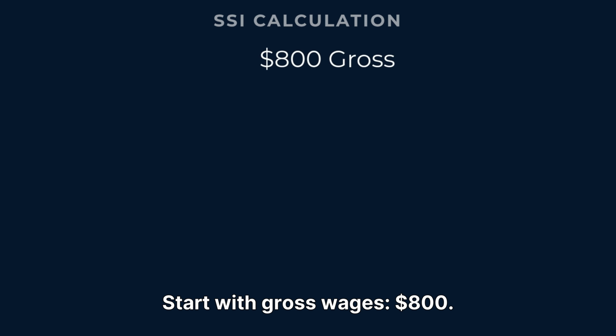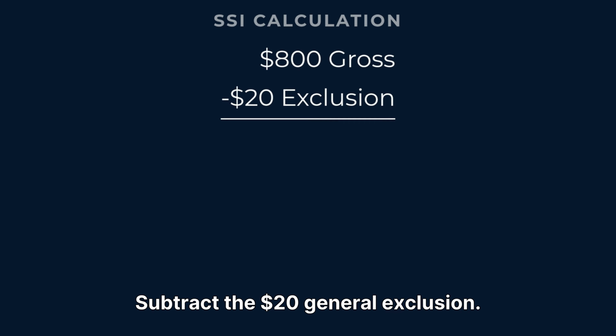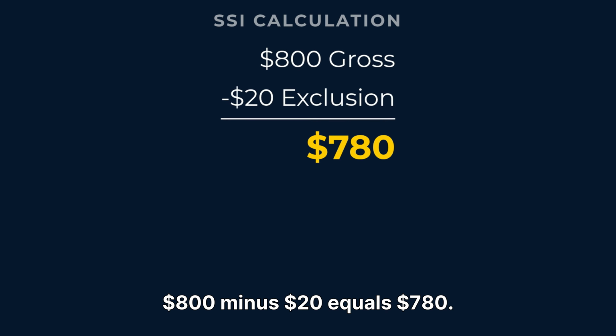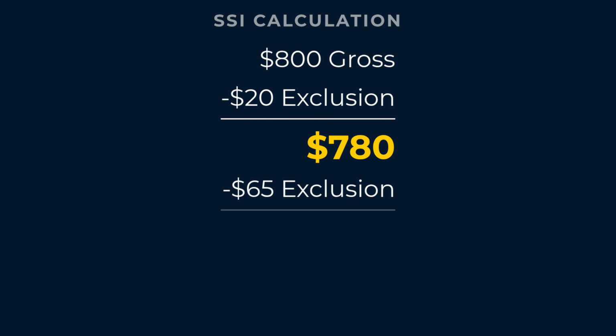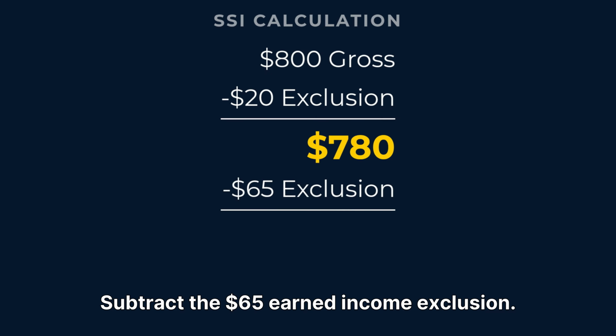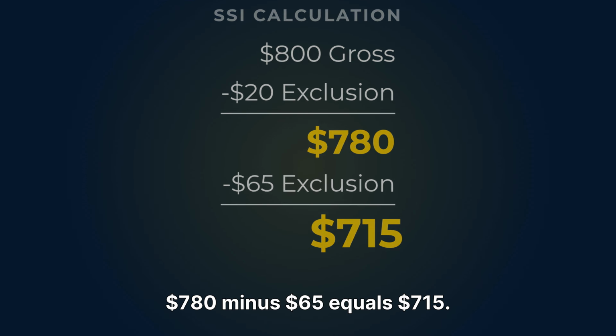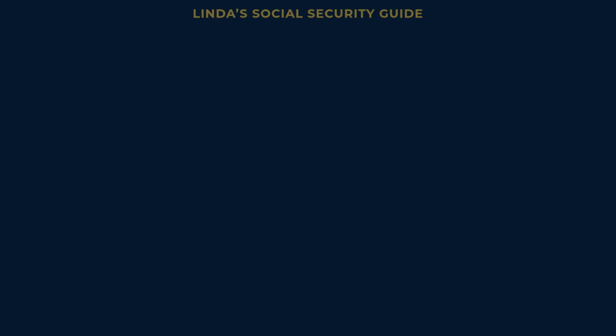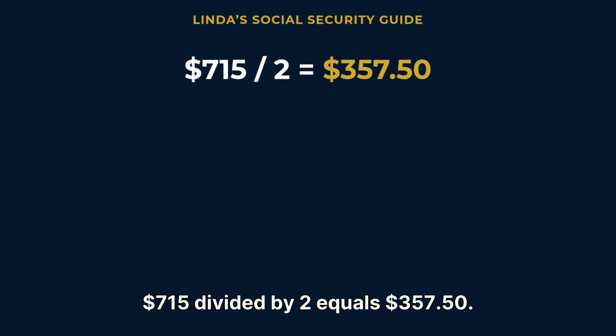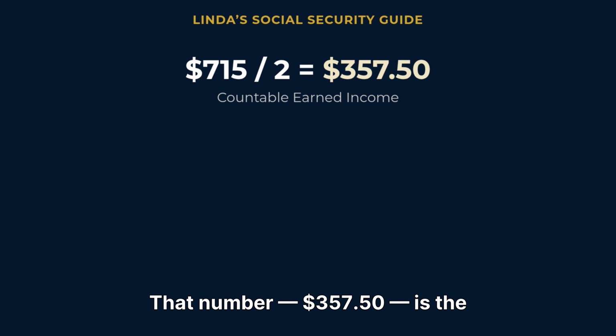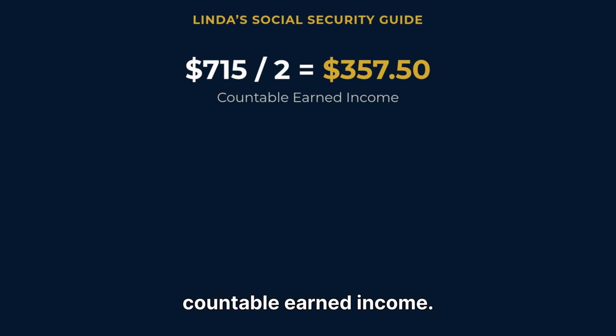Step 1. Start with gross wages, $800. Step 2, subtract the $20 general exclusion. $800 minus $20 equals $780. Step 3, subtract the $65 earned income exclusion. $780 minus $65 equals $715. Step 4, take half of the remainder. $715 divided by 2 equals $357.50. That number, $357.50, is the countable earned income.